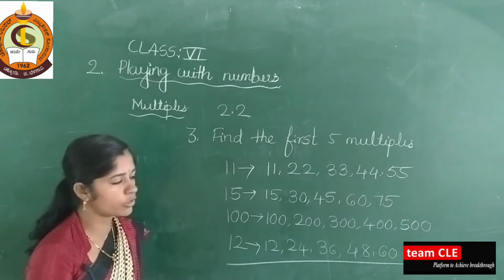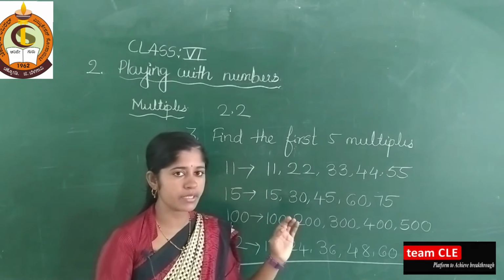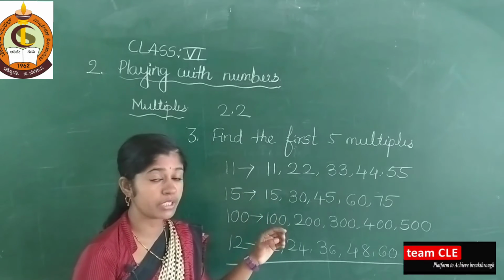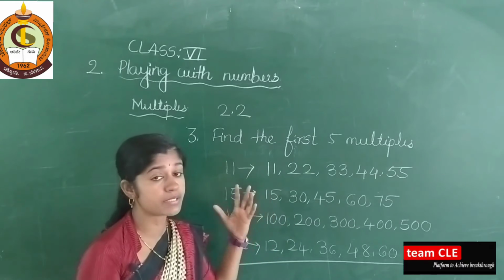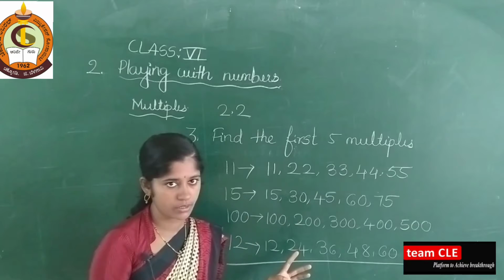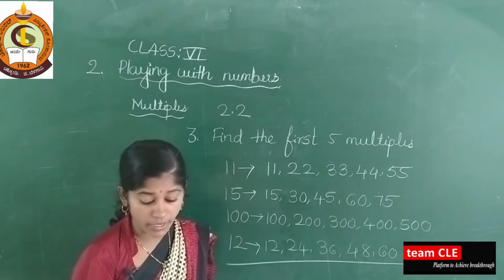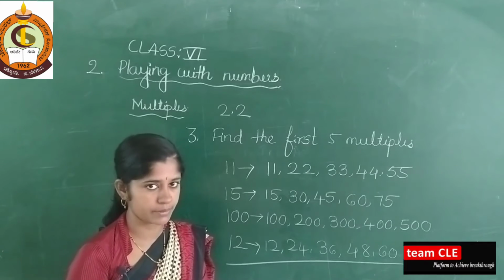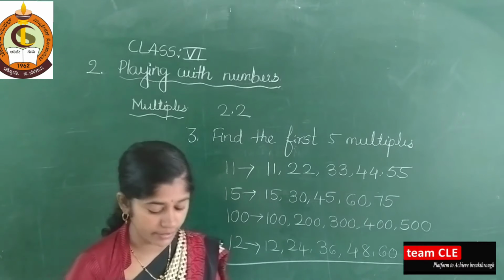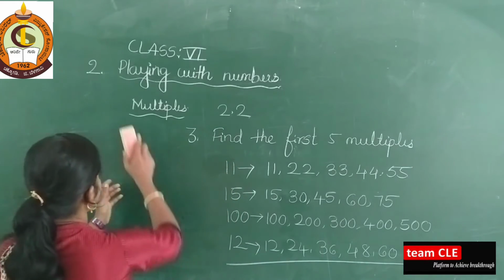So this is about multiples. Already I told you every number is a multiple of itself, and 1 is a factor of every number. Multiples are infinite. Multiples are equal to or greater than the given number. I hope you understood multiples, properties of multiples, and how to solve those examples. Clear? Next we will move to factors.